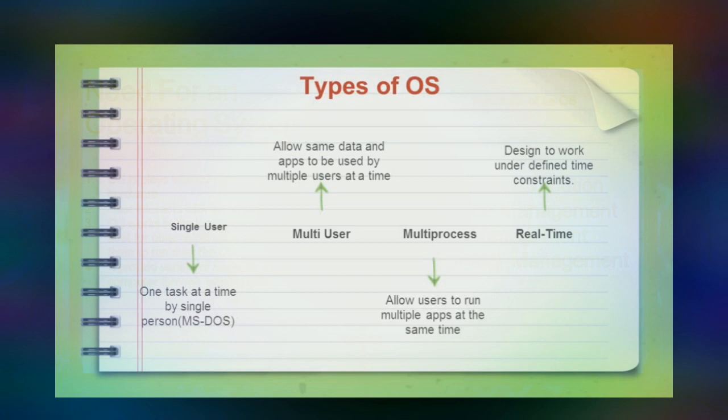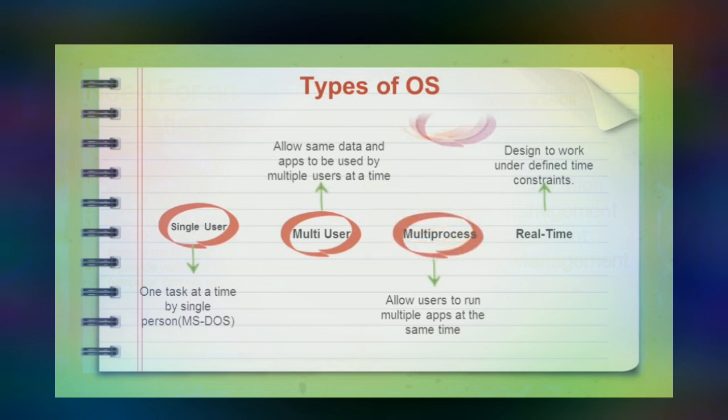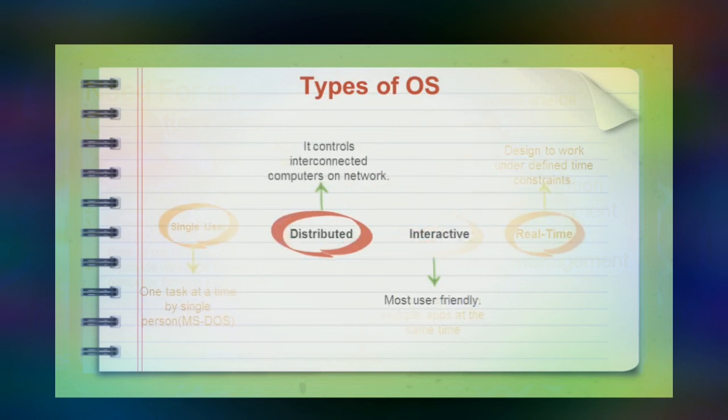Now the first type is single user. Only a single user can perform at a time. The second one is multi-user, that means multiple users can access the computer at the same time. Multi-process means at a time a lot of processes can be done. And the fourth one, real-time operating system, which is used in missiles etc., with the purpose to do the work at a specific time. So these are four types, and next there are also two types, we'll see them.